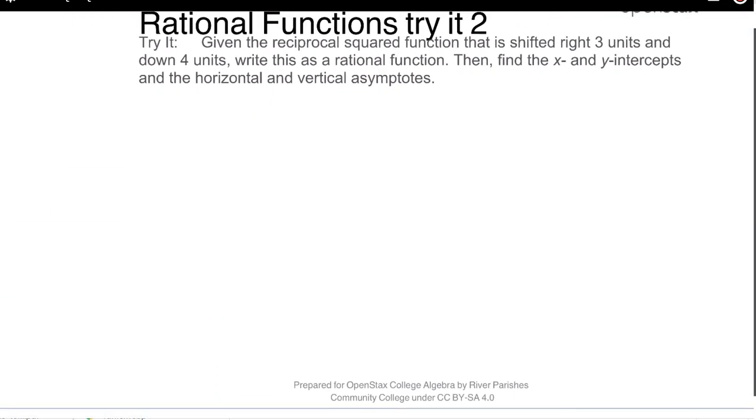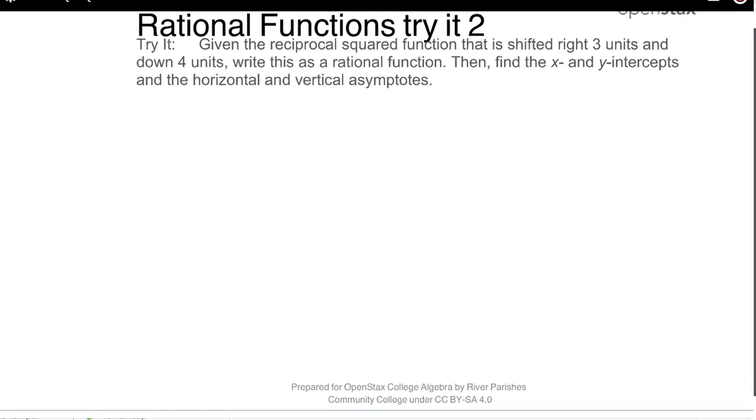Okay, so this next try it, they want us to locate the asymptotes and the x and y intercepts. So I'm just going to go ahead and do this one with you. It says, given the reciprocal squared function that is shifted right 3 and down 4, write the rational function, then find the x and y intercepts and the horizontal and vertical asymptotes. So we're doing multiple things here.